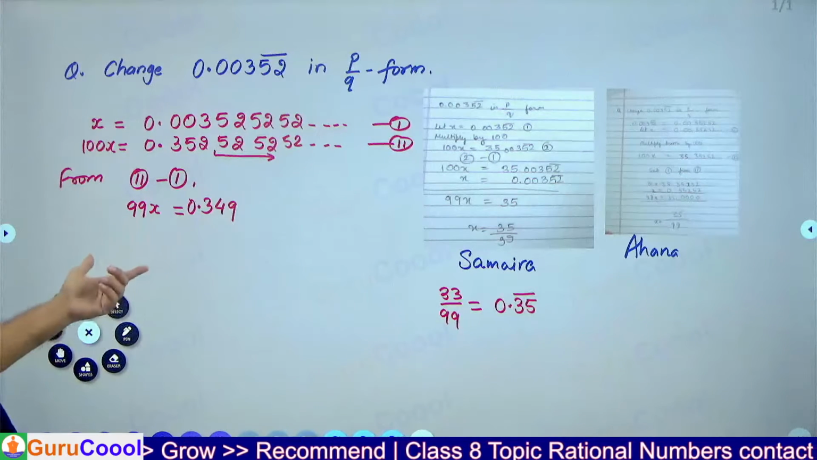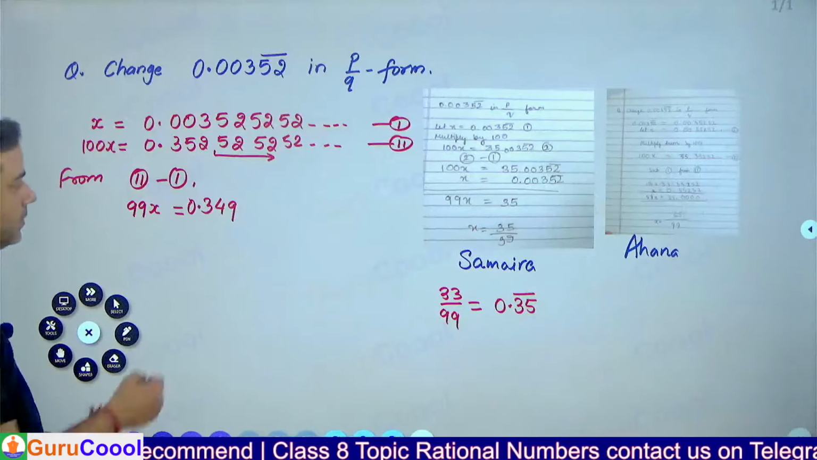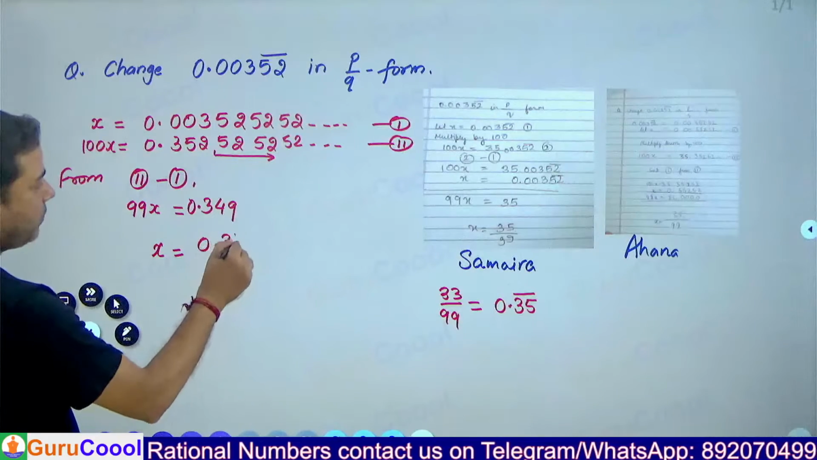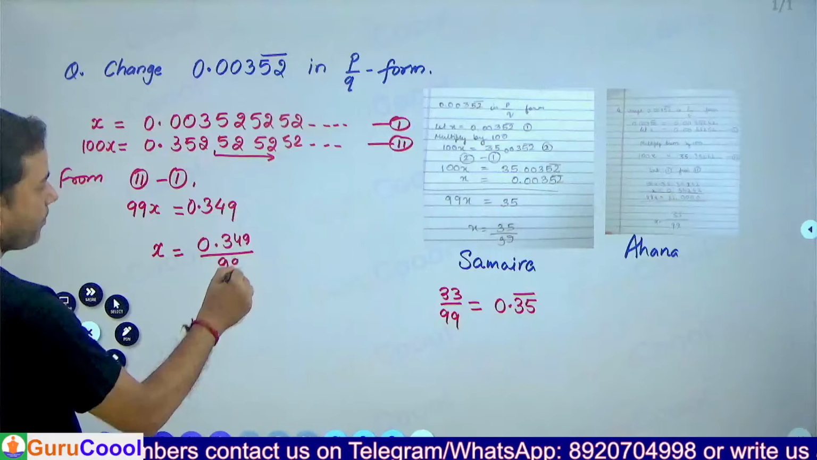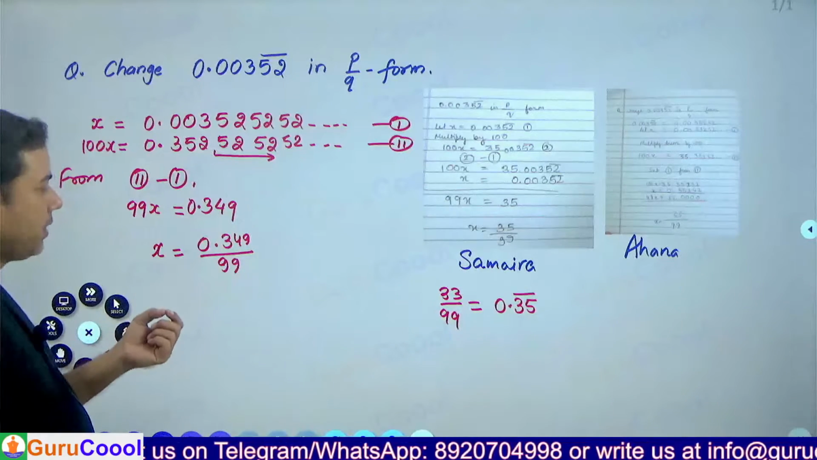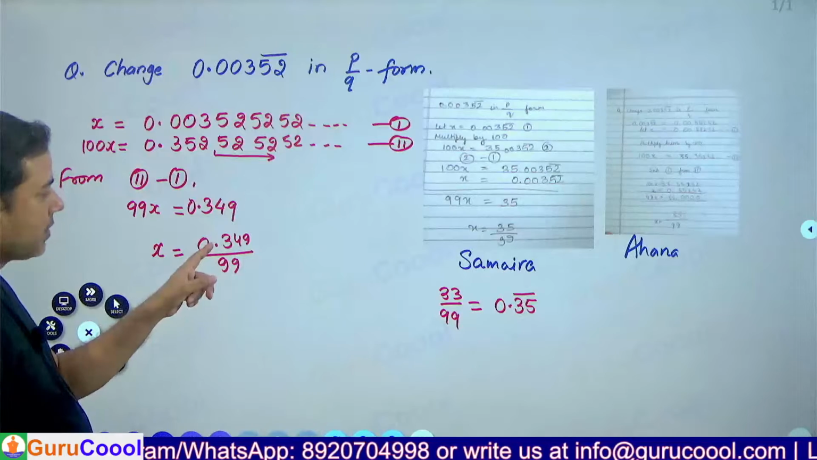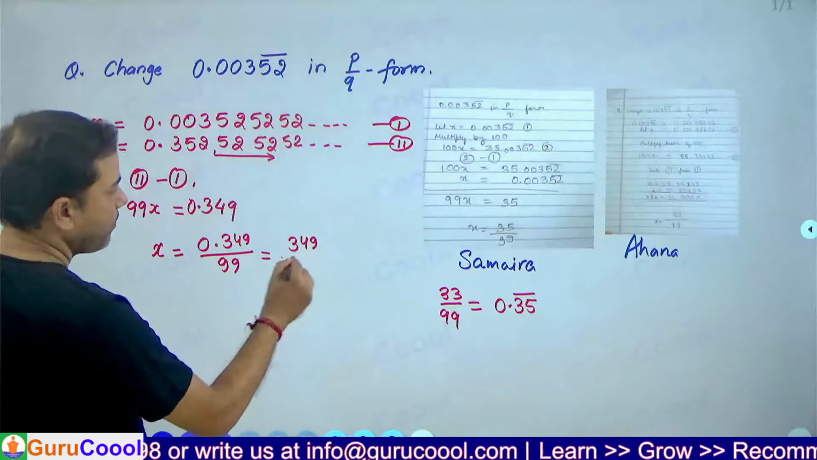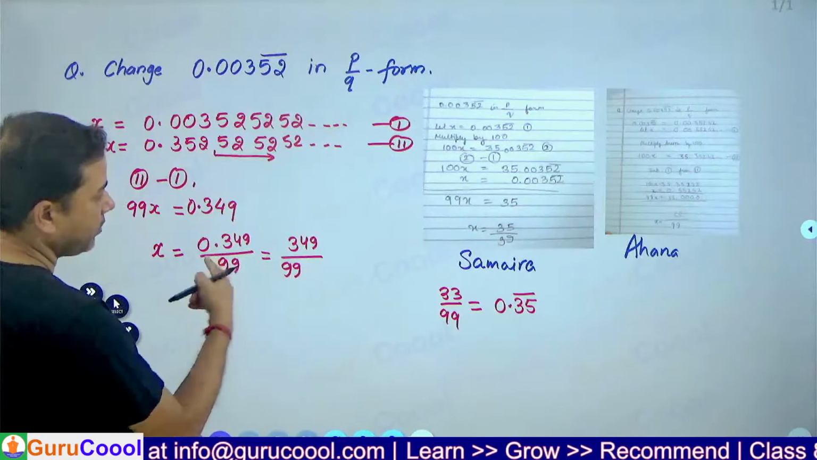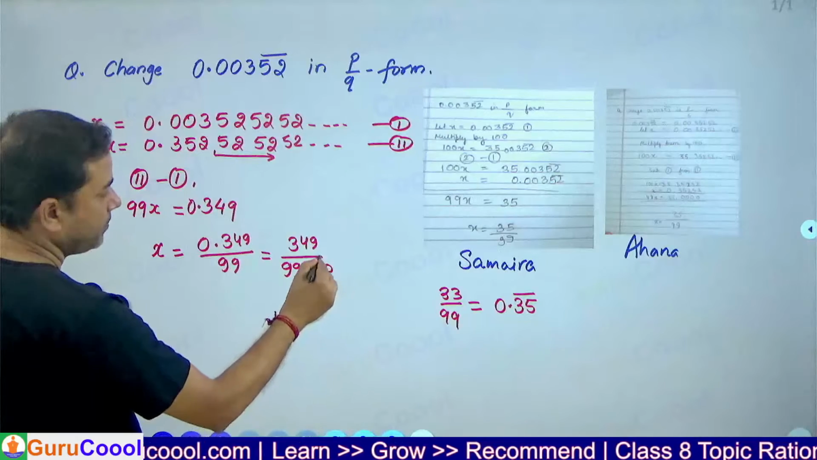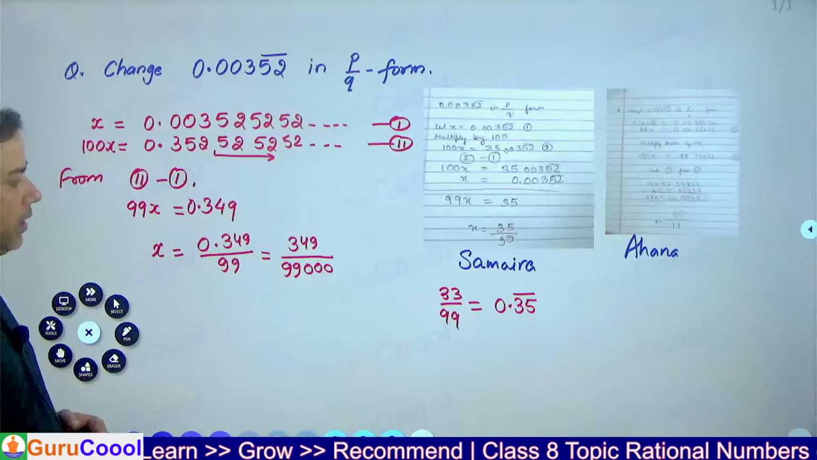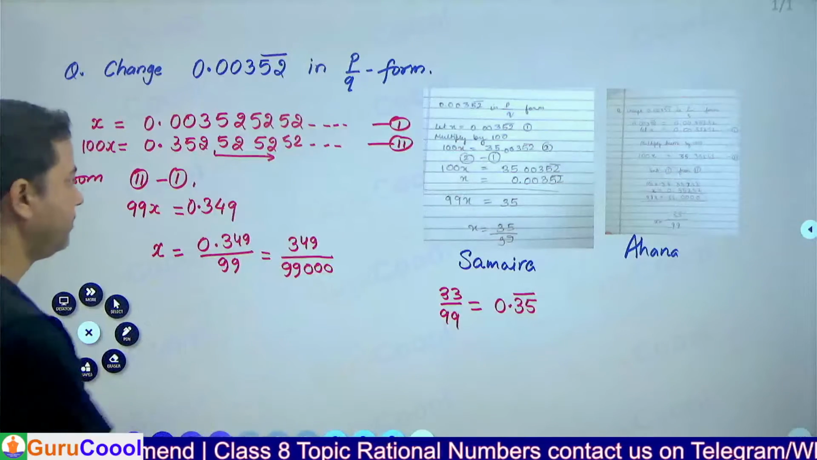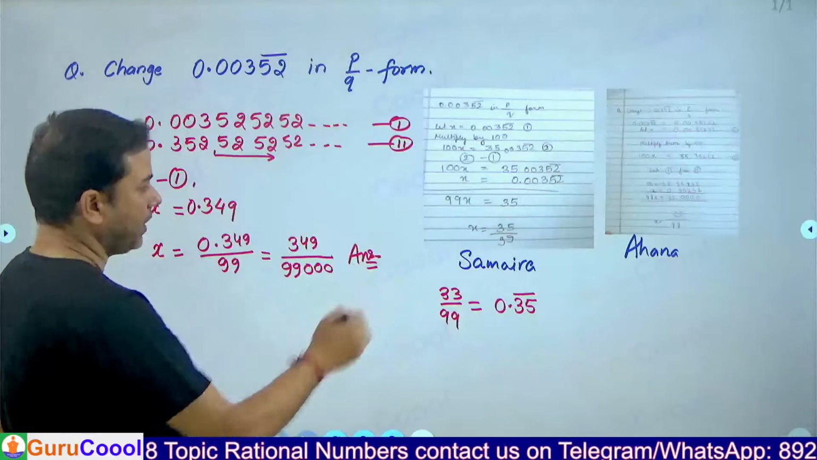If it is not comfortable, I will show it in a different way. So x is going to be 0.349 divided by 99. Now a 3-digit decimal in the numerator shows, if we remove the decimal from the numerator, we'll have 3 zeros in the denominator. So 349 divided by 99 and then 3 zeros, so 99,000. If you think we can cancel out, we will, else we leave it here only. I leave it here only and the answer is done.